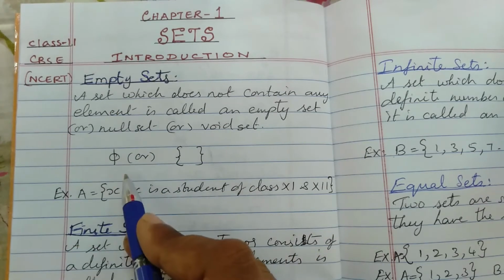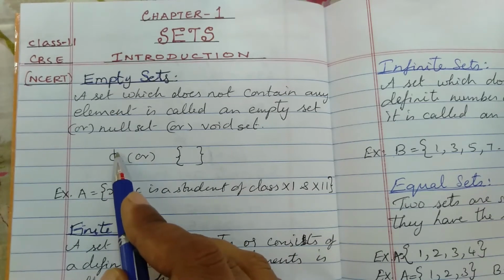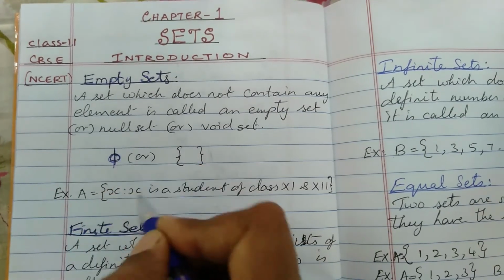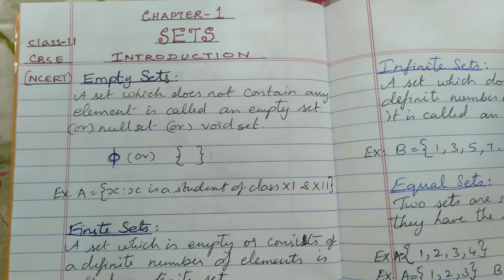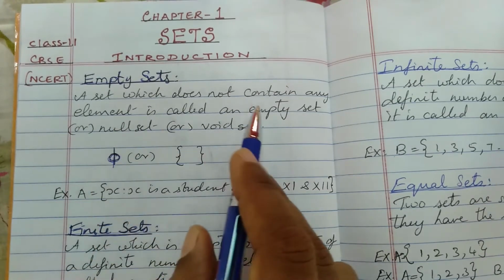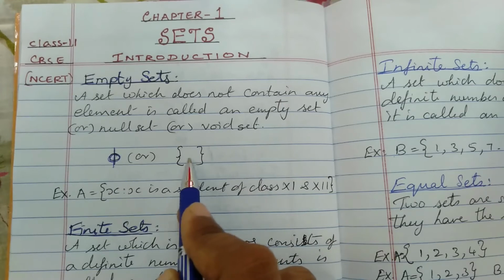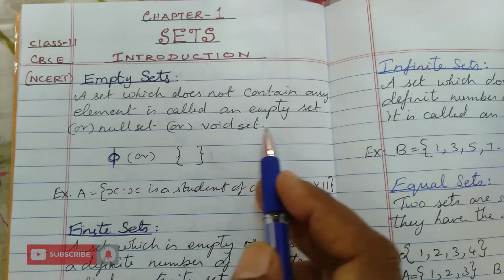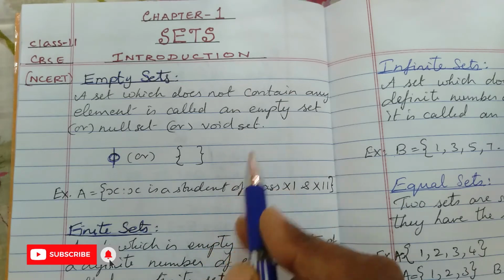So now empty set will be written in the form like this, or it can be written like this. This will be an empty set with no elements inside it. So when you don't have an element inside the braces, or you don't have anything to be mentioned in a set, then it will be called an empty set.